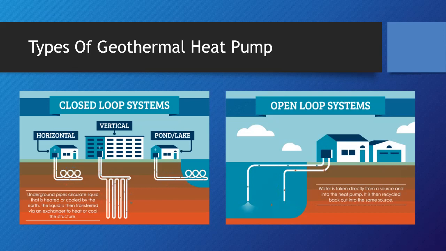The second type is the open loop system. Here, as you can see in the illustration, water is taken directly from a source and into the heat pump. It is then recycled back into the same source.